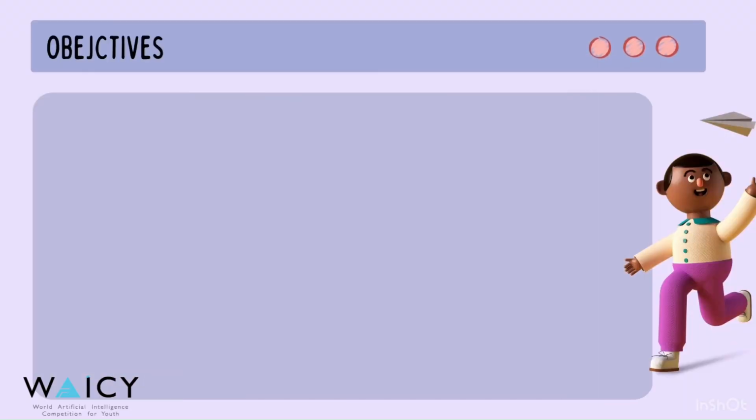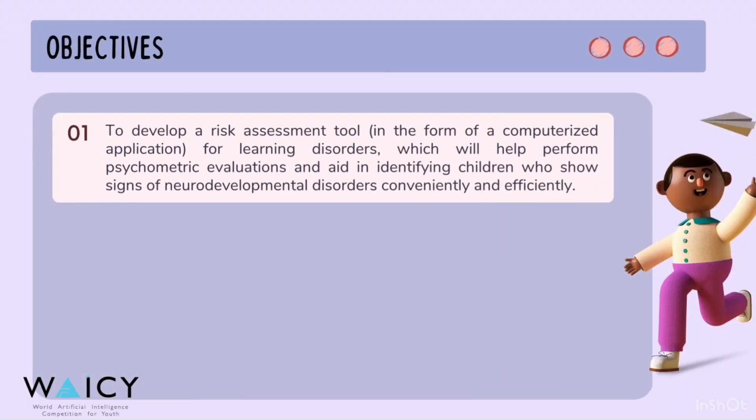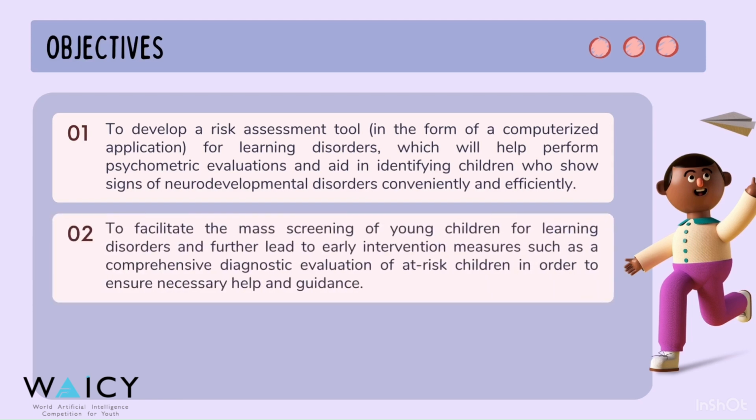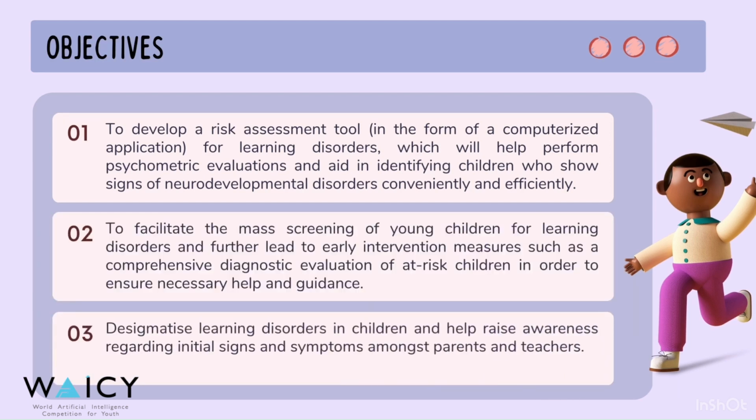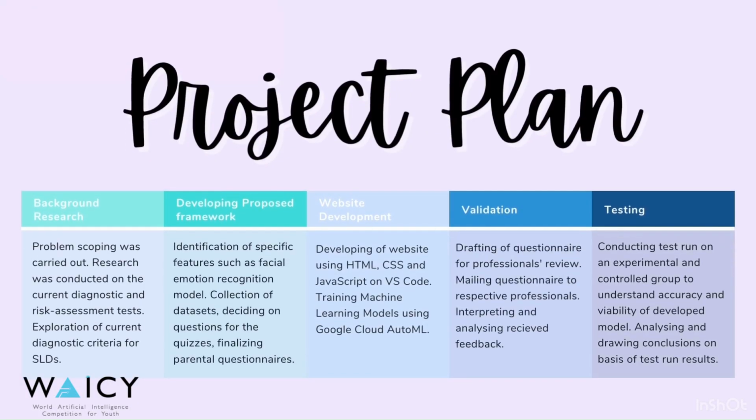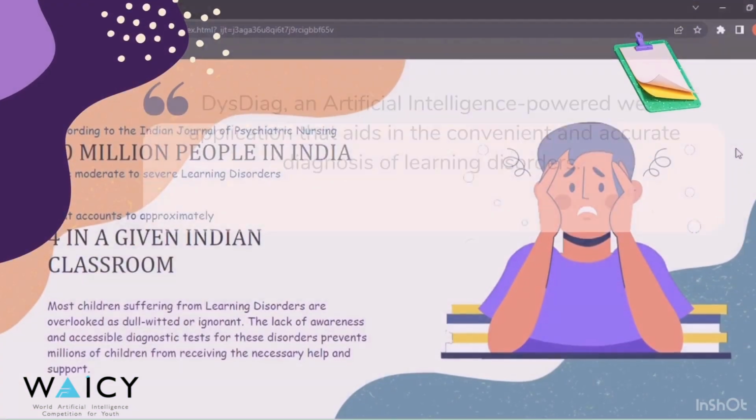The objectives for creating DISDIAC were as follows. Number 1, to develop a risk assessment tool in the form of a computerized application that would aid in identifying children who show signs of neurodevelopmental disorders conveniently and efficiently. Number 2, to facilitate the mass screening of young children for learning disorders and further lead to early intervention measures. And lastly, number 3, to destigmatize learning disorders in children and help raise awareness regarding initial signs and symptoms. The project plan consisted of 5 parts: background research, developing a proposed framework, website development, validation, and testing.